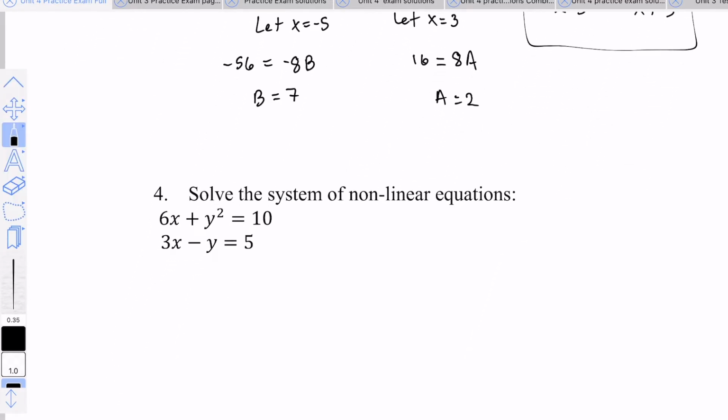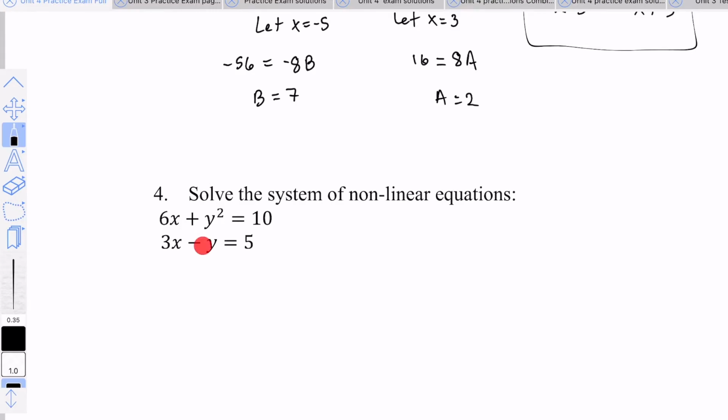Question 4 is from section 5.4, solving nonlinear system of equations. So this one here is a quadratic. It's actually a parabola that's turned sideways, and this is a straight line, a linear function. We don't have to graph this, but just to get an idea of what we're dealing with, it's possible that this linear function, the straight line, crosses through the parabola twice. So we may have two solutions here.